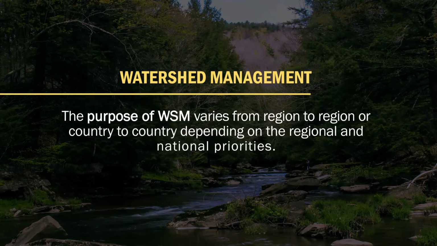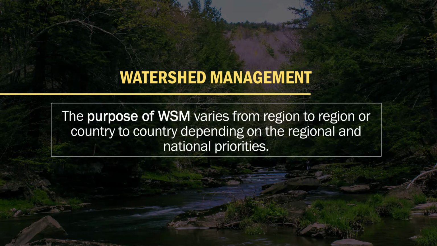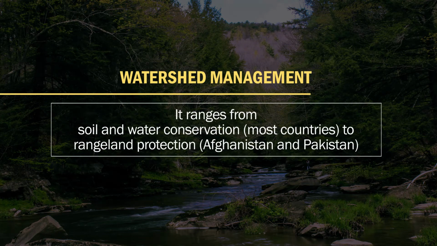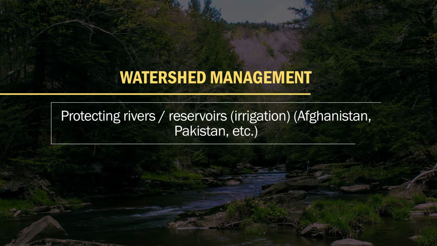The purpose of watershed management, if you look from region to region or country to country, depends on the regional and national priorities. These priorities range from soil and water conservation, which is the main objective in most countries. In countries like Afghanistan and Pakistan, their national priorities are on rangeland protection. And in case of Afghanistan and Pakistan, again, protecting the rivers and reservoirs for irrigation is the main objective of watershed management in their region.